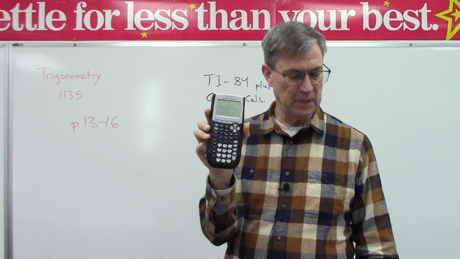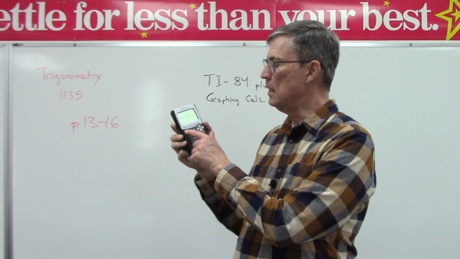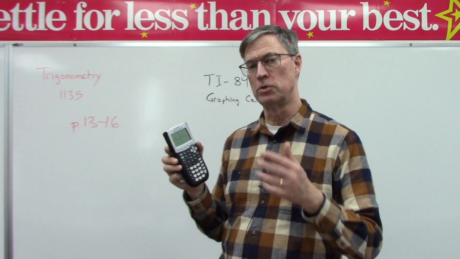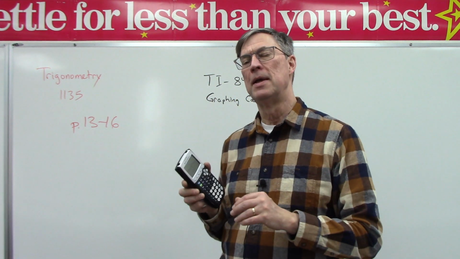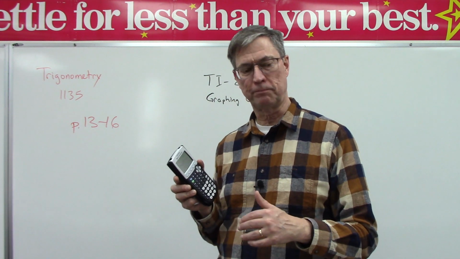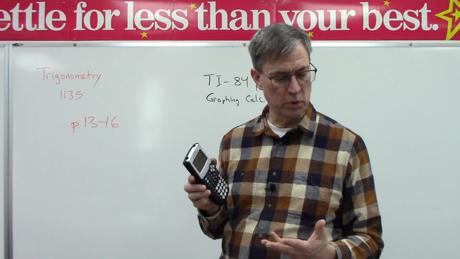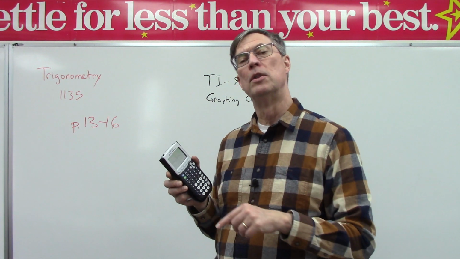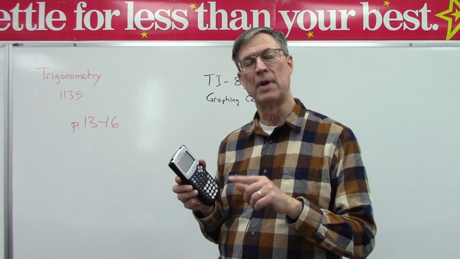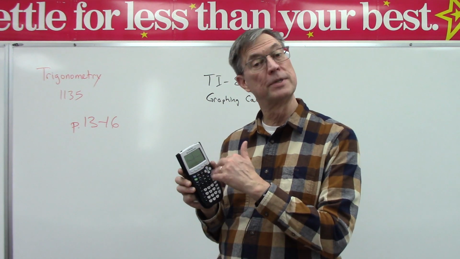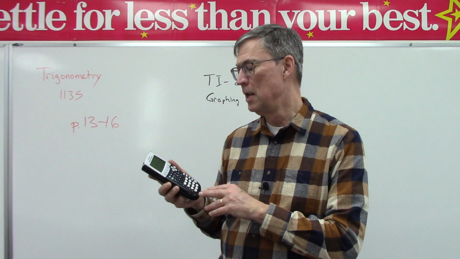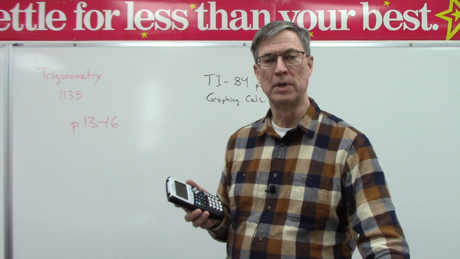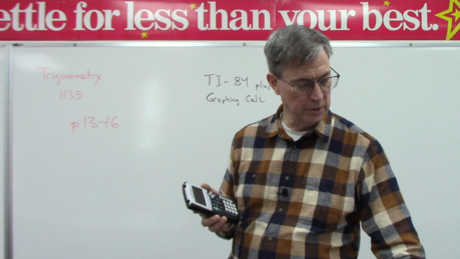And then on page 15, they have you press the Y equals key again and add a second function. So you go down to the second line and put in the cosine of X. And then when you go to graph that, you'll see both the sine of X and the cosine of X on the same screen. All right? So make sure you're comfortable with following those procedures.